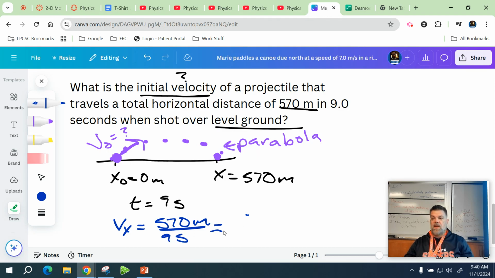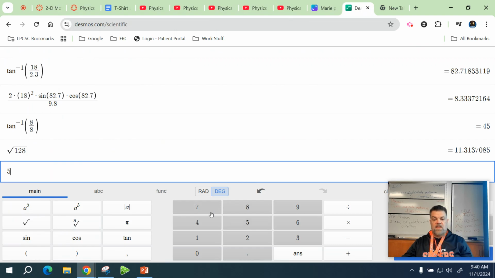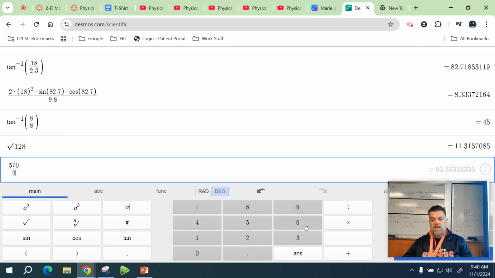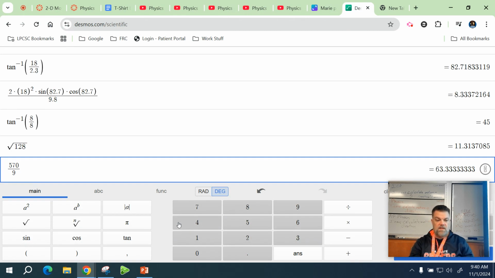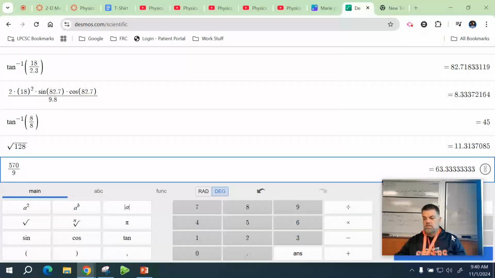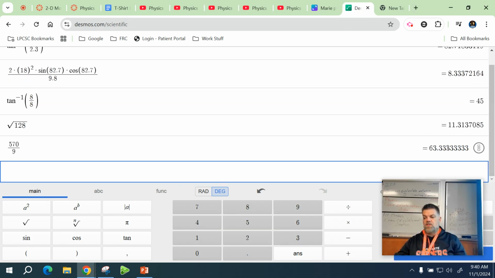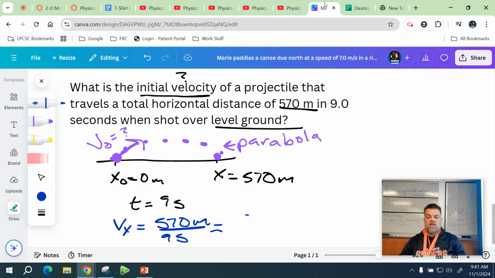Yeah, that's true. And if we do that on a calculator, 570 divided by 9 is about, whoops, somehow I did something goofy there. It's about 63.3 repeating, so I'm just going to say that's approximately 63. It's not approximately, it's exactly that. Meters per second. So I know this. That's 63.3 meters per second.